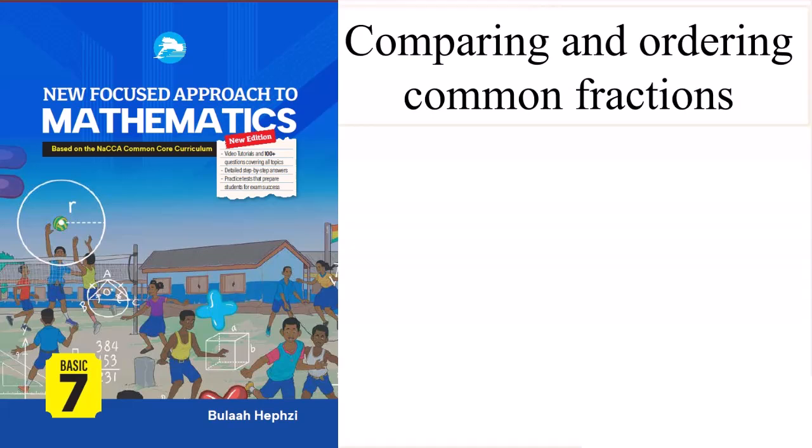Ascending order means we start at the least and we are climbing to the highest. Descending simply means we start at the highest and we are going down towards the least.